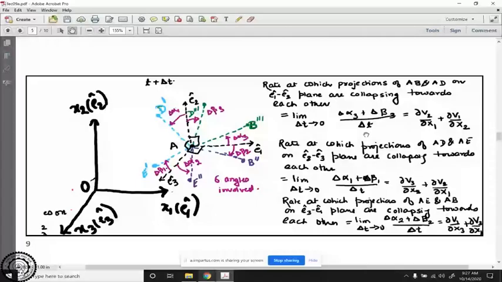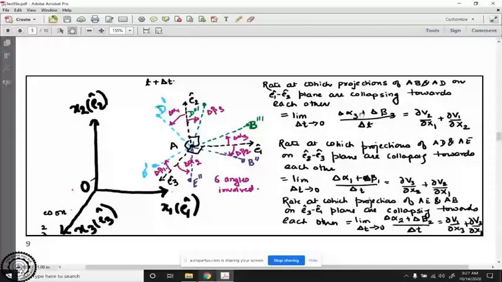Now if you wish, again, I'm not forcing you to do this, I'm not doing it in the class, but if one wants, he or she can show that in the limit of delta t going to 0 this will be del v2 del x1 minus del v1 del x2. So even though the velocity field is now 3-dimensional and 3-componential, as far as the projections AB triple prime and AD triple prime are concerned, their rate of collapse is governed by derivatives 1 and 2 and velocity components 1 and 2.